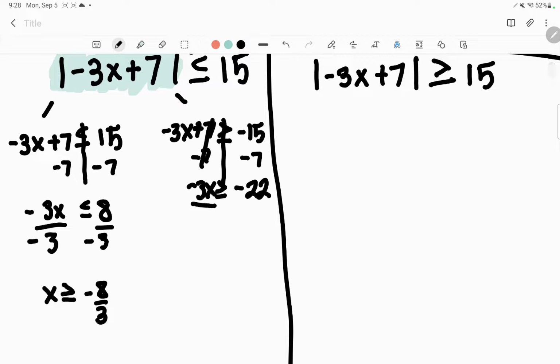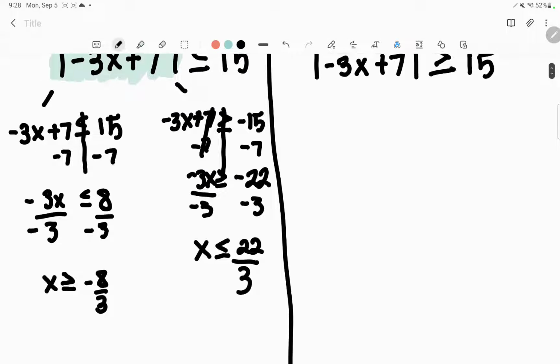I'm going to divide by negative 3 on both sides. And because I'm dividing by a negative, I'm going to have to change the sign of my inequality. It's going to be x is less than or equal to 22 over 3. All right, that's my second answer.